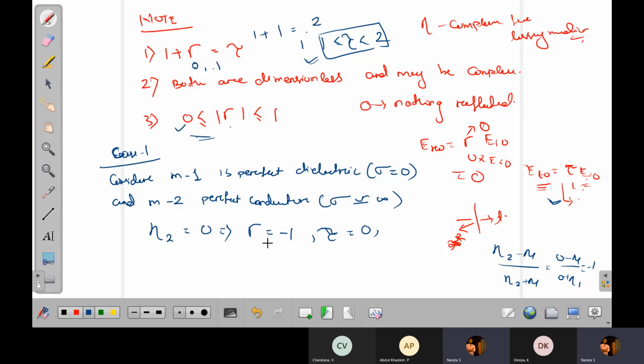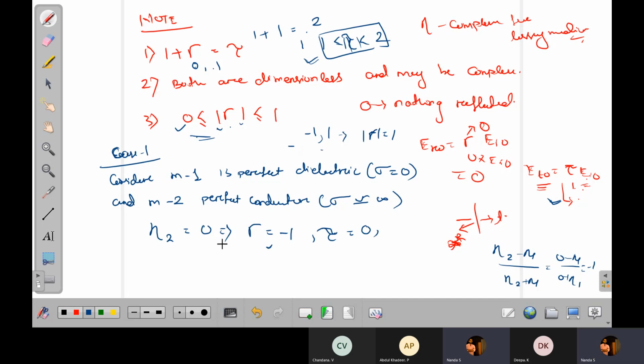So now the question is, you are getting a value of minus 1 here, but I told that the range is 0 to 1. So you consider here this symbol, the magnitude. Magnitude means if it is minus 1 or plus 1, the magnitude of this will be 1. So here you should note that the magnitude goes up to 1. Depending upon whether it is plus 1 or minus 1, the transmission and reflection will be different.